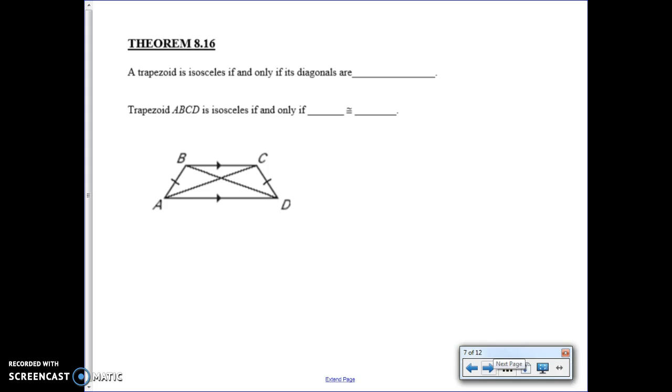We also know that a trapezoid is isosceles if and only if its diagonals are congruent. So we know that AC would have to be congruent to BD in an isosceles trapezoid.